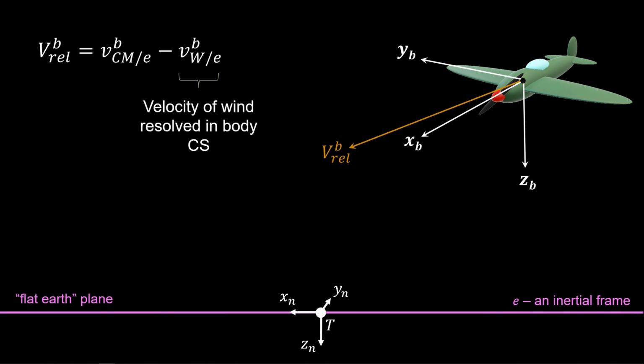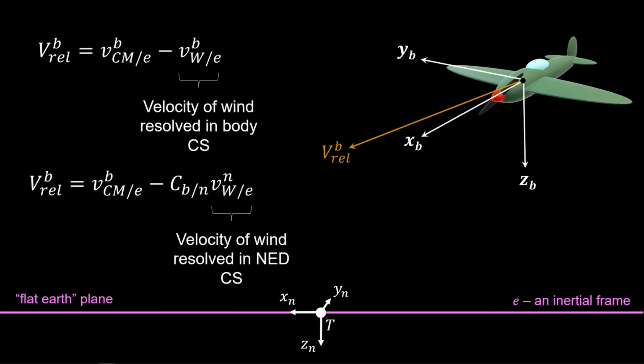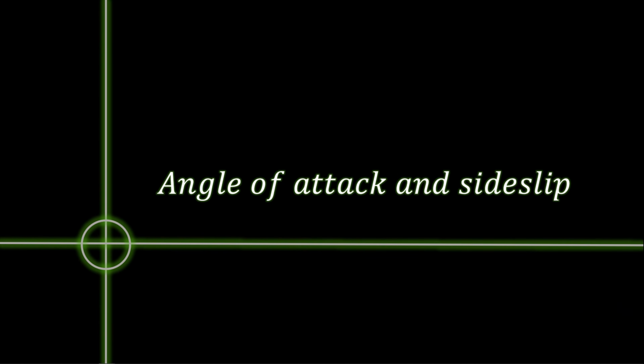Note, wind is commonly quantified in the northeast down coordinate system. So we must use the NED to body DCM, which we've covered in section 1.3, to get wind in the body coordinate system. The aerodynamic forces not only depend on relative velocity magnitude, but also on its direction, that is, the angle of attack and angle of sideslip.